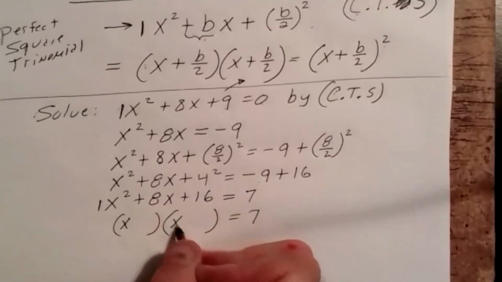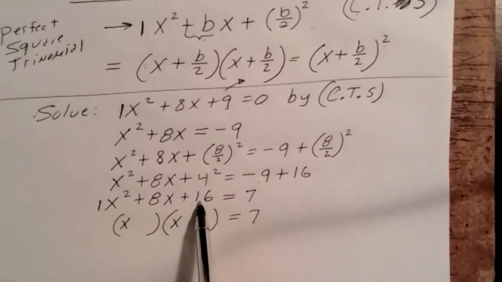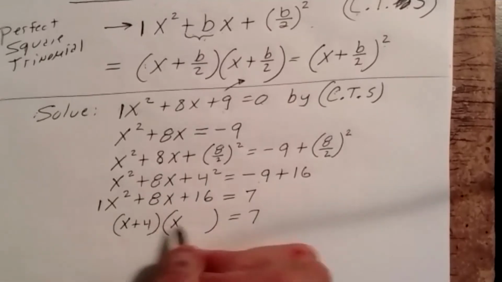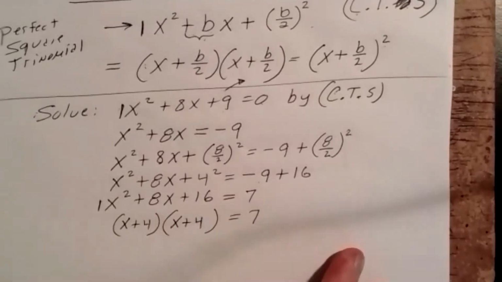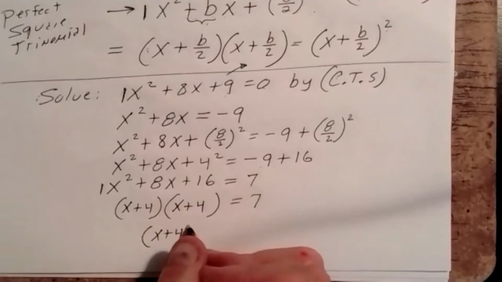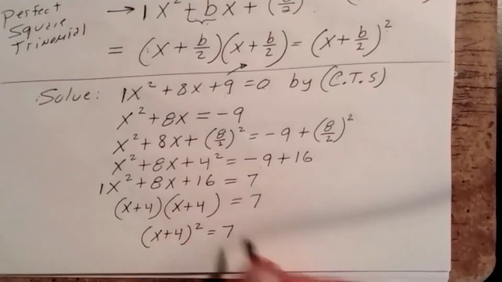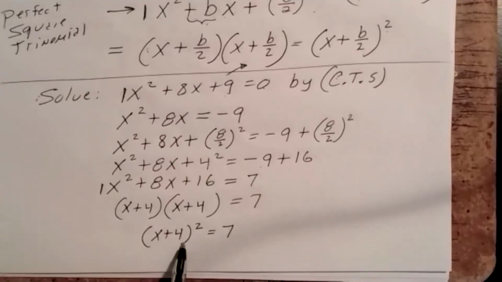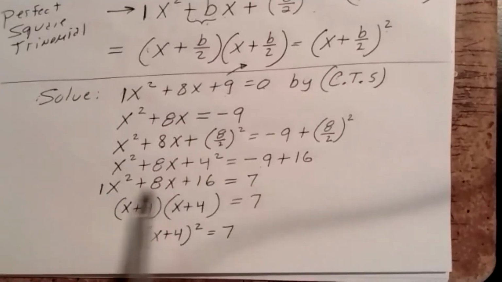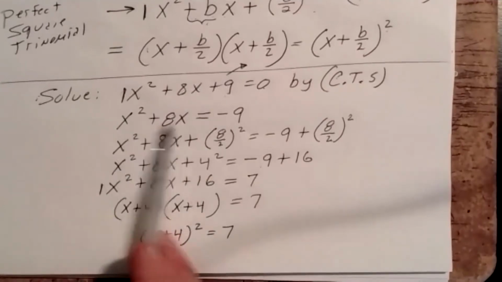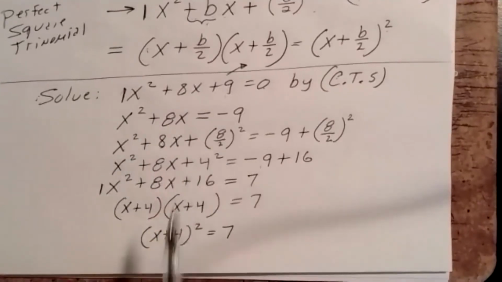x for your first terms. And what did I square to get 16? I squared 4. So this trinomial factors into x plus 4 times x plus 4, or x plus 4 squared. That's why we called it a perfect square trinomial, because this trinomial factors as the square of a binomial. And it resulted from us completing the square on this binomial right here.